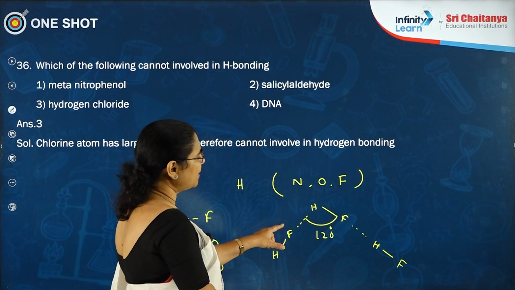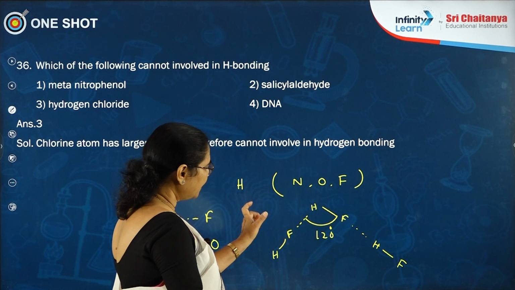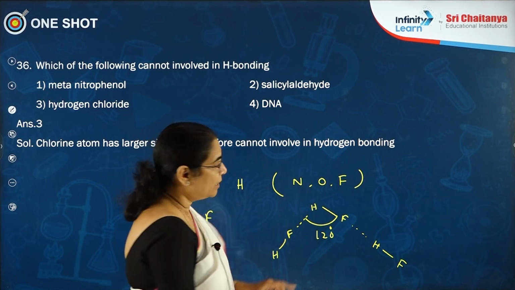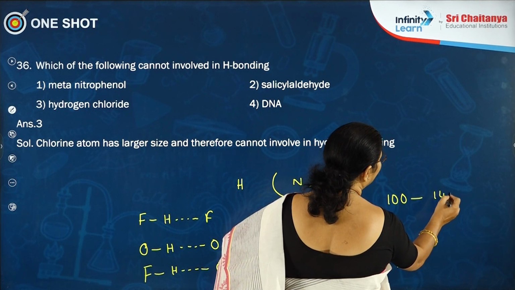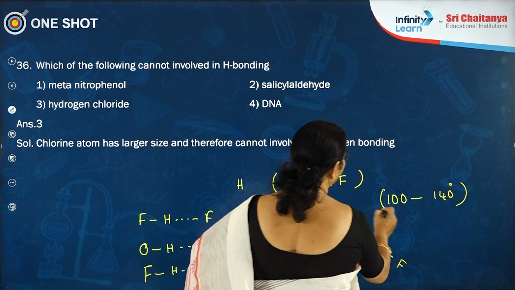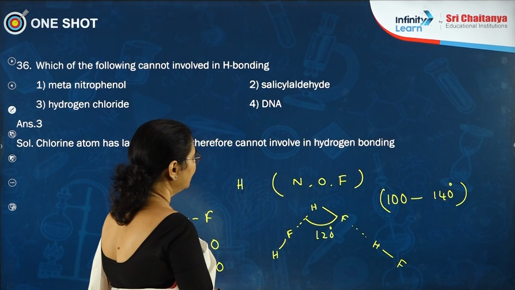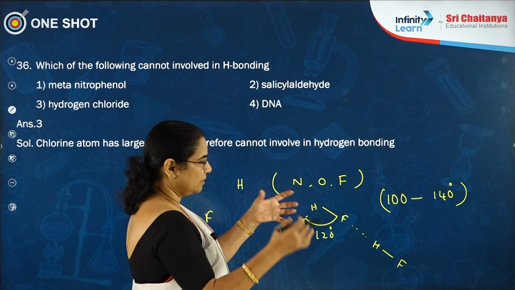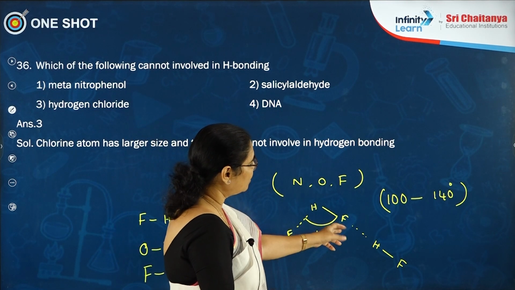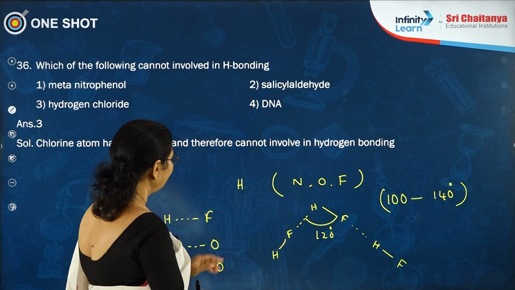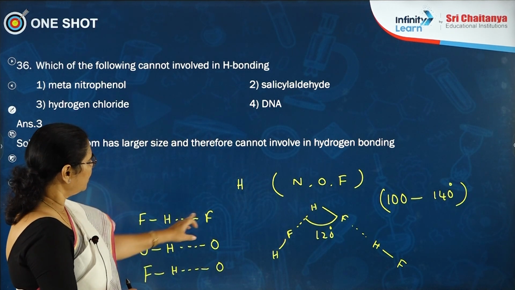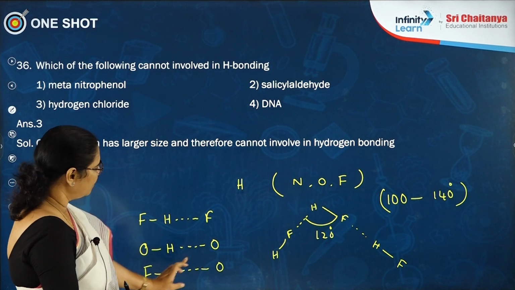This is the last paragraph in the NCERT textbook in the chemical bond chapter. Whenever hydrogen bond is there, the angle is expected between 100 to 140 degrees. In HF it is 120 degrees. Whenever hydrogen is sandwiched between 2 highly electronegative atoms like 2 fluorine atoms, then the bond formed is a hydrogen bond. Here also same, 2 fluorines, 2 oxygens, 1 fluorine, 1 oxygen.